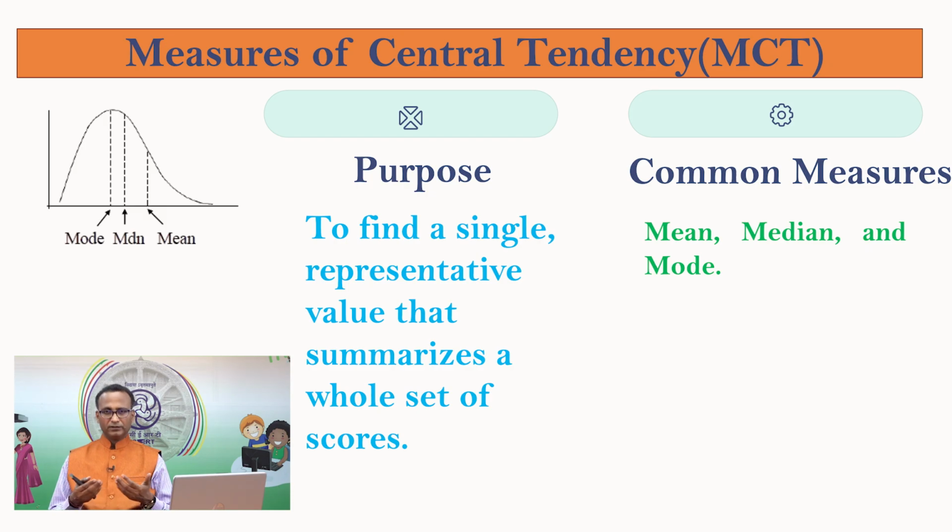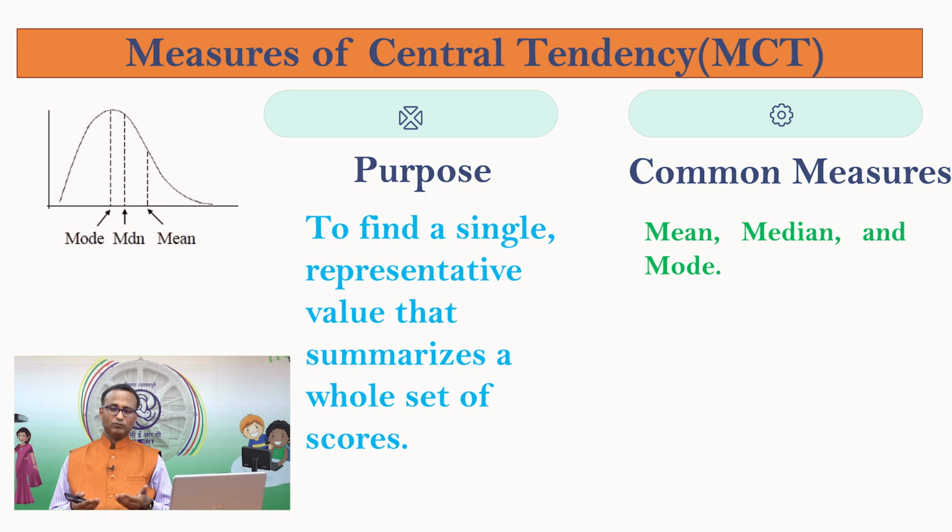The second point is that the measures of central tendency are very simple statistics. They can be calculated with or without any kind of calculator or computing device, and in some cases the central tendency can be identified by simple observation. For example, mode is a central tendency.